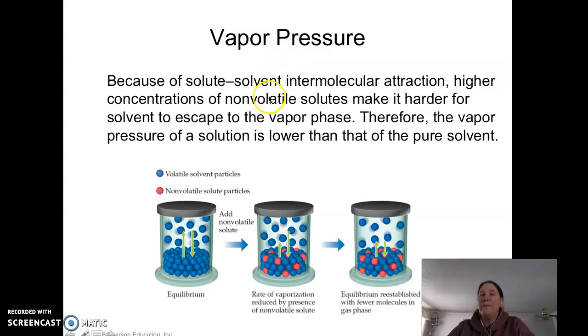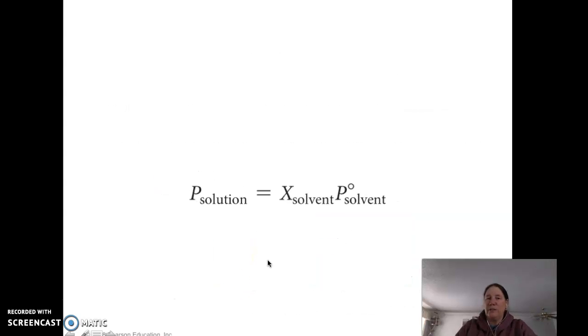Okay, so vapor pressure is the pressure at the surface, and when you add particles down here, because they change the interaction, they don't escape as easily. They kind of hold on to them. So it changes that pressure.